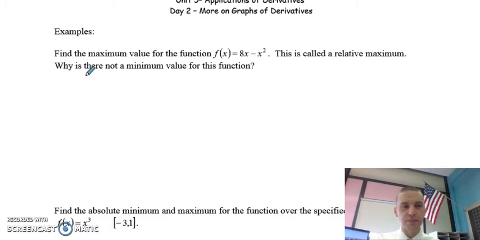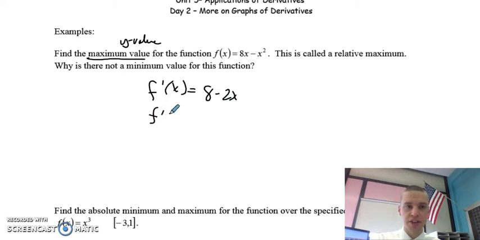We got the first example here. Find the maximum value of the function. Notice that this is the y value that we're looking at here. So f of x equals 8x minus x squared. I'm going to take the derivative because that's going to tell me where the critical points occur. Critical points are where you have maximums or minimums. And so that's going to be 8 minus 2x. Set the derivative equal to 0, which implies that x equals 4.